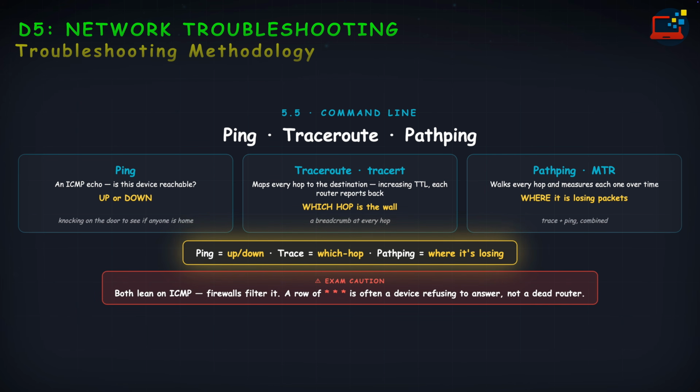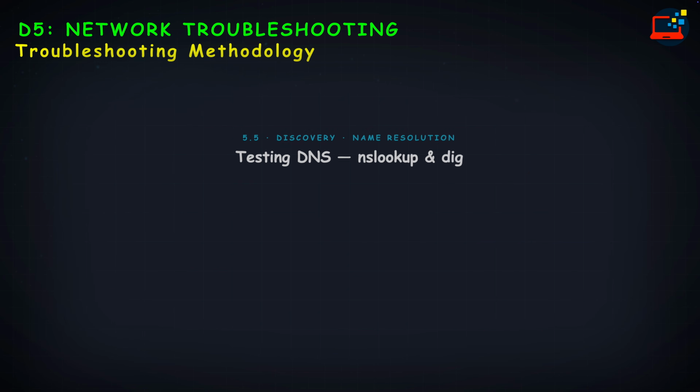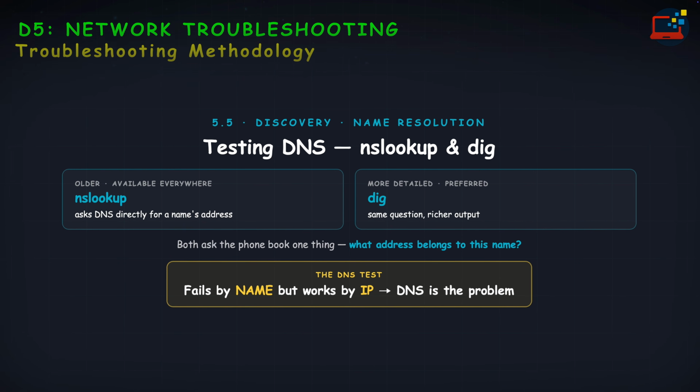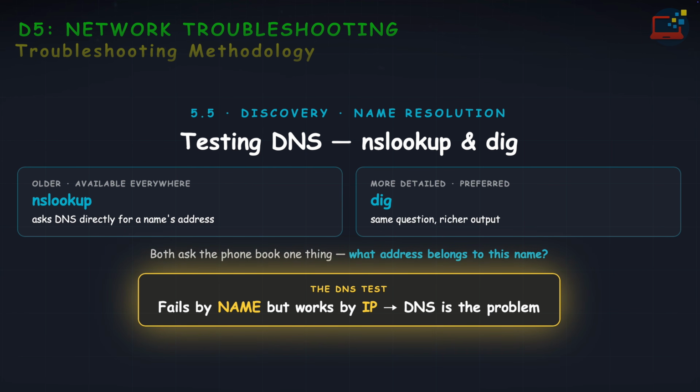There's a third tool that combines ping and trace, pathping on Windows and MTR on Unix systems, which walks every hop the way traceroute does, but measures each one over time to reveal which hop is quietly losing packets. So remember the trio: ping for up or down, trace for which hop, and pathping for where it is losing. Next, name resolution.